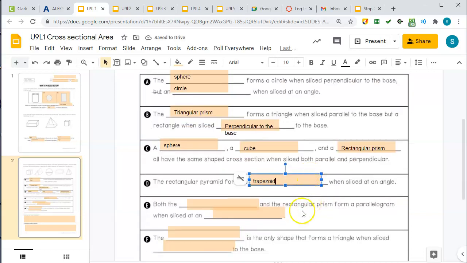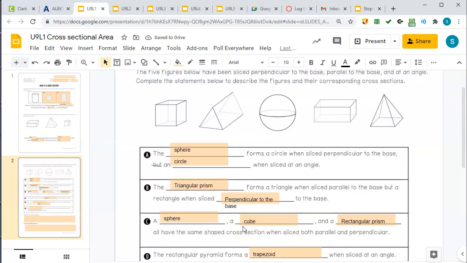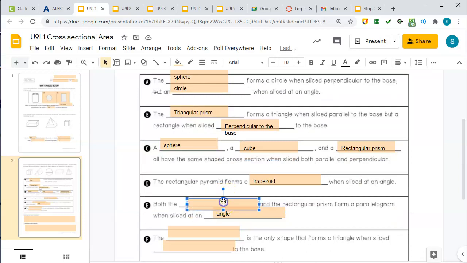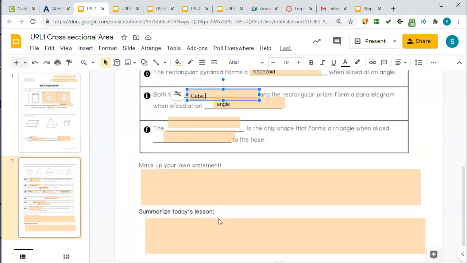Alright. Now, both the blank and the rectangular prism form parallelograms when sliced at an angle. So what could form a parallelogram when sliced at an angle? Alright. So both the cube and the rectangular prism. Now we'll try to look at some of those, and we're actually going to see some other shapes that you can get out of the cube as well.